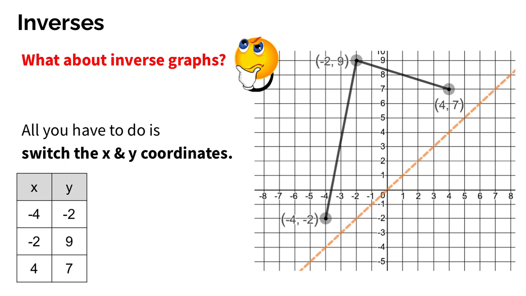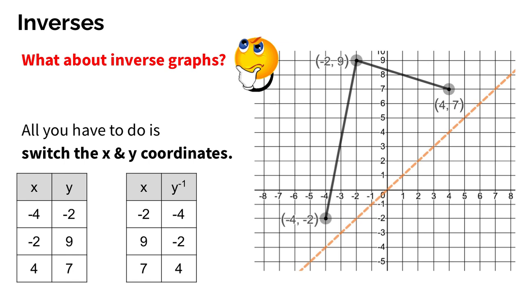Now let's make the inverse table. So I'm just going to switch my x's and my y's. So now I've got the point (-2, -4), (9, -2), and then (7, -4). And I'm going to go ahead and graph those. So I have those graphed over here in purple.